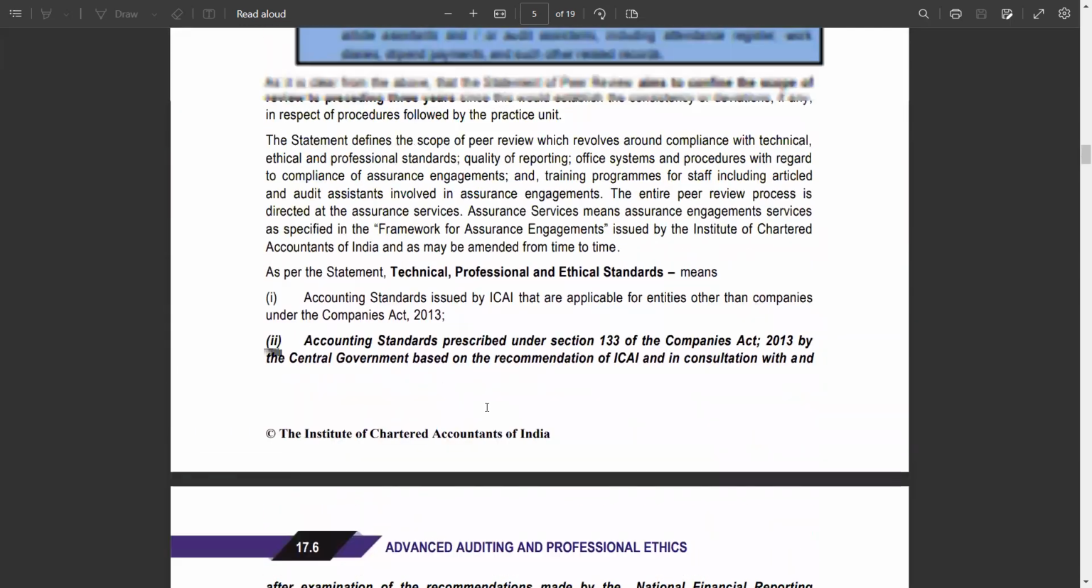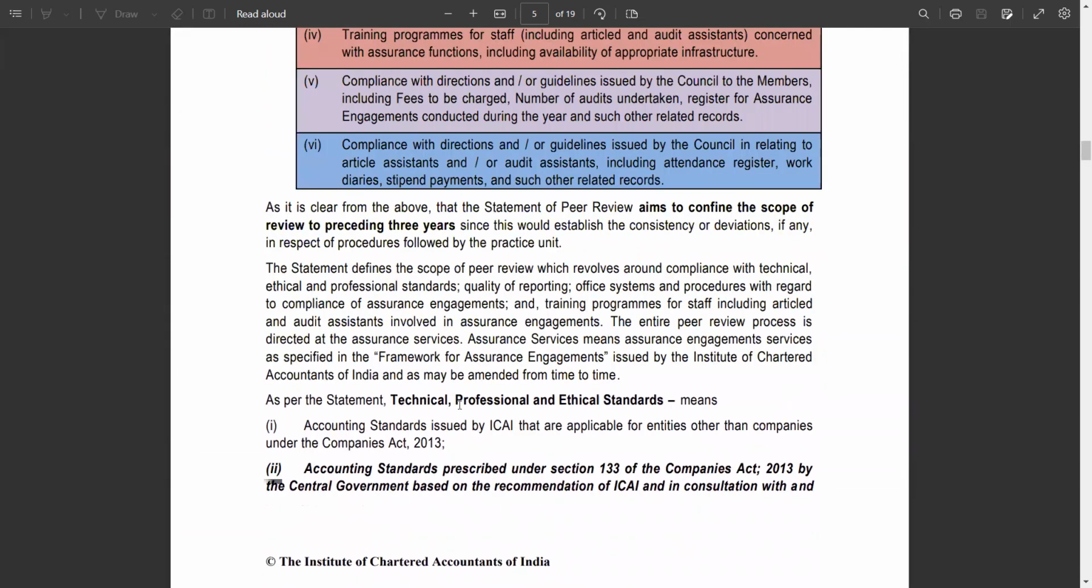Like, what are technical, professional, and ethical standards? It's a very simple question. You just need to have the knowledge, and break the points into one or two. So basically, technical, professional, ethical standards include accounting standards, Indian accounting standards, standards on auditing, SREs, SAEs, assurance services, quality services, non-assurance services standards.